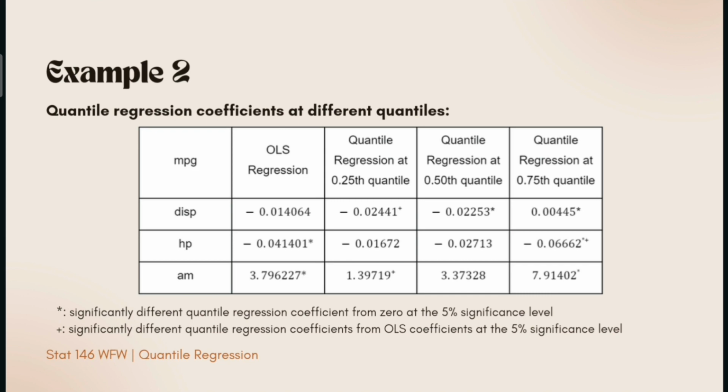In this slide, we can see in the table the summary of the OLS regression coefficients and yung quantile regression coefficients at different quantiles. Gaya sa first example, yung asterisk or star beside the coefficients represent yung significant difference nila from 0 at 5% level of significance. While yung plus sign naman represents the significant difference of the quantile regression coefficients from the OLS coefficients.